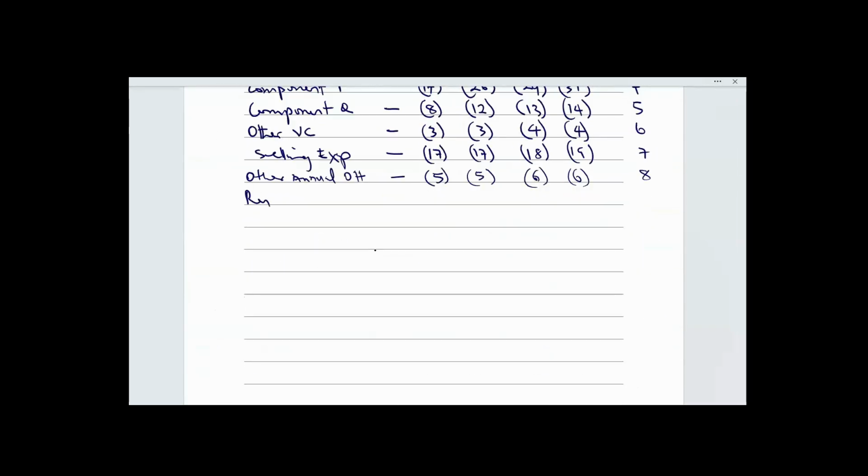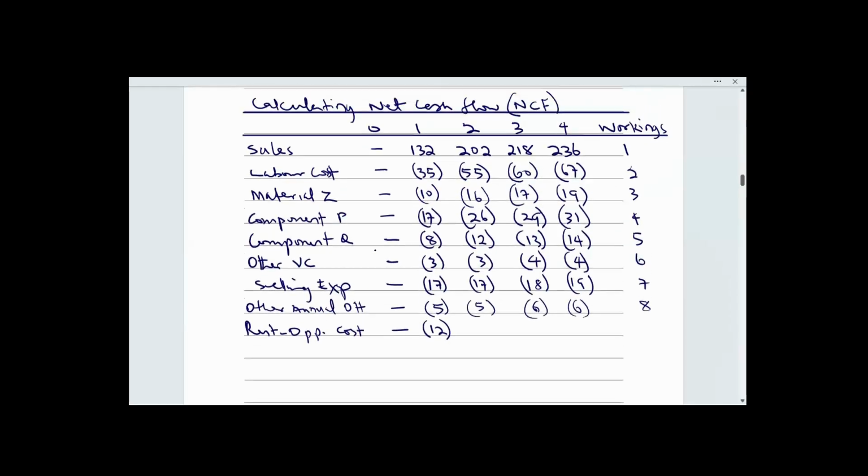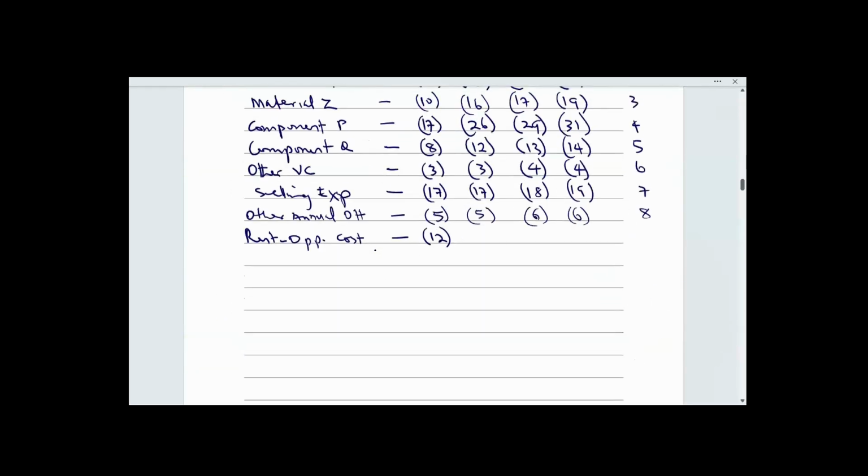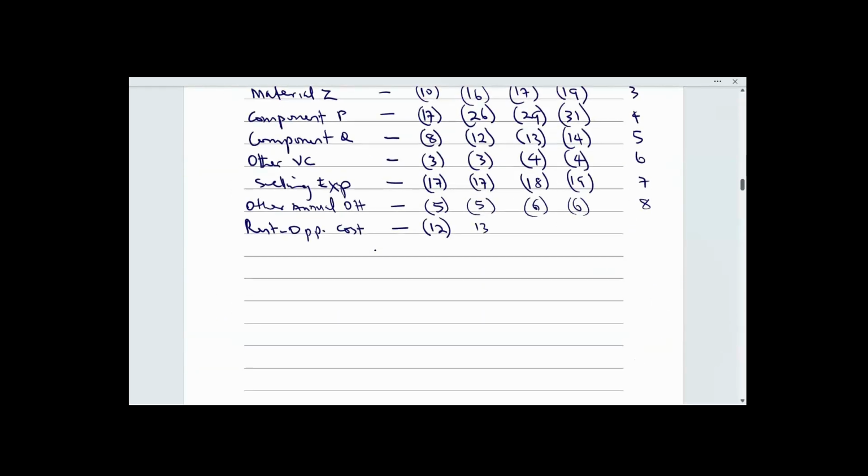Rent, opportunity cost. In the first year is 12. The next one, I think, is 12 or 13, okay? 13, 13, and then 14. That's working number 9.